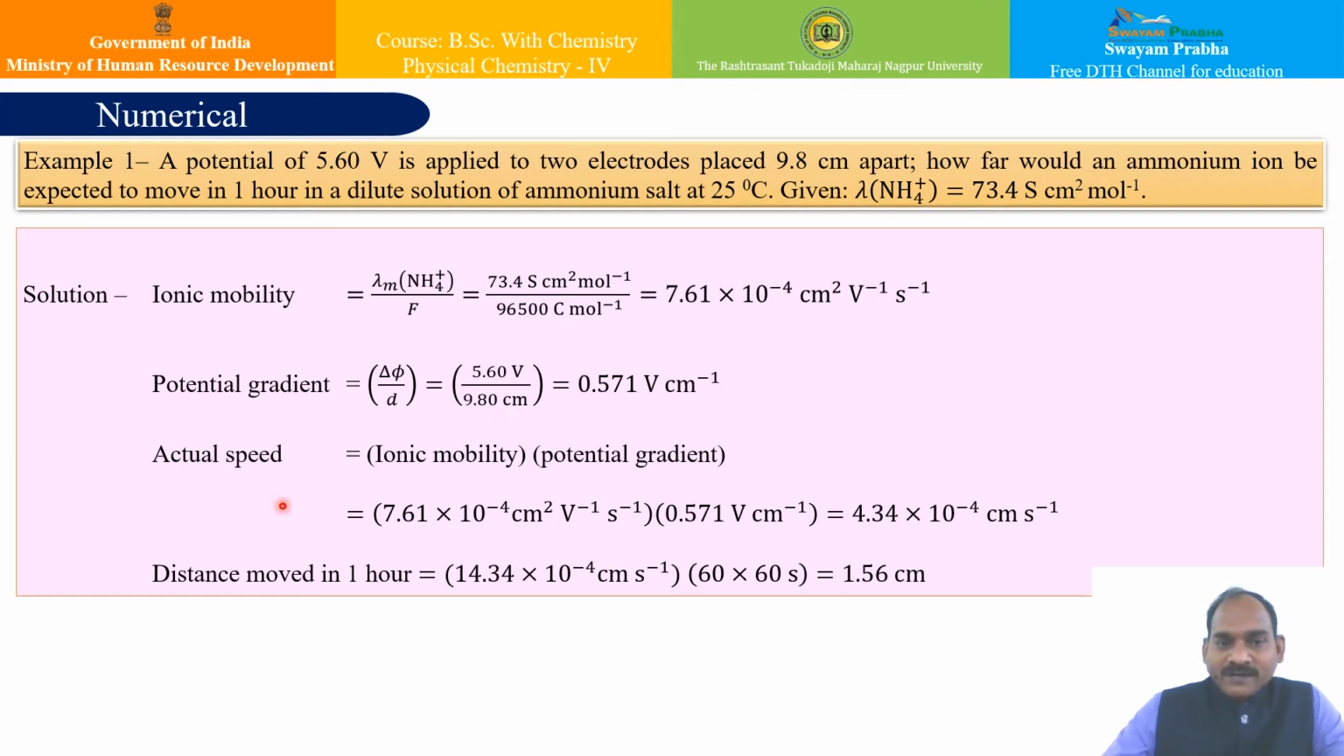Now actual speed can be given by ionic mobility into potential gradient. So my ionic mobility is 7.61 into 10 to the power minus 4 centimeter square per volt per second, and my potential gradient is 0.571 volts per centimeter. So I actually get the speed as 4.34 into 10 to the power minus 4 centimeter per second.